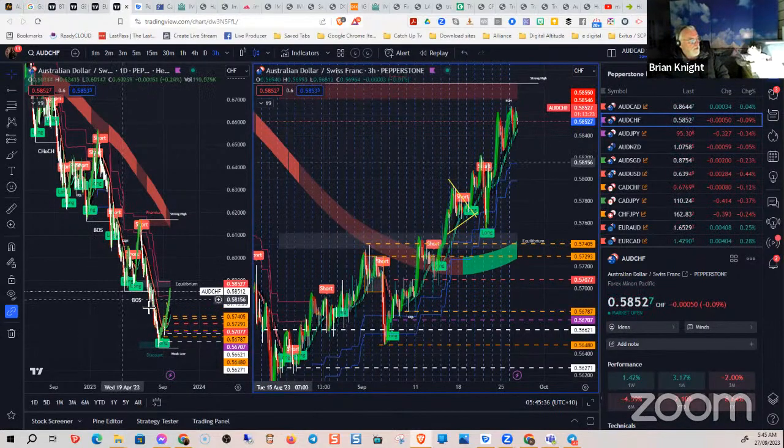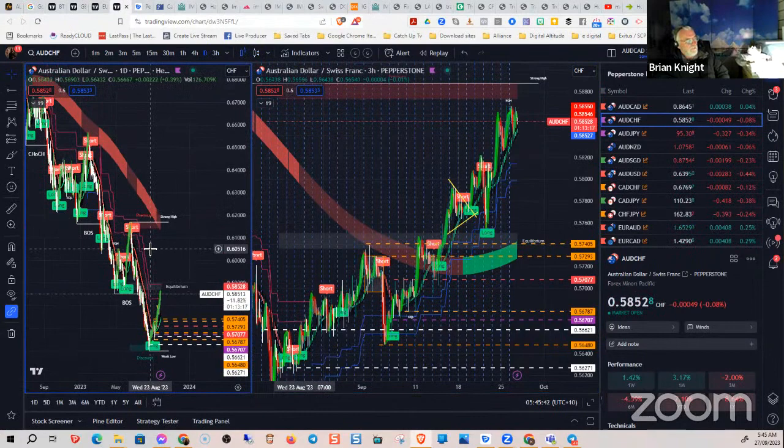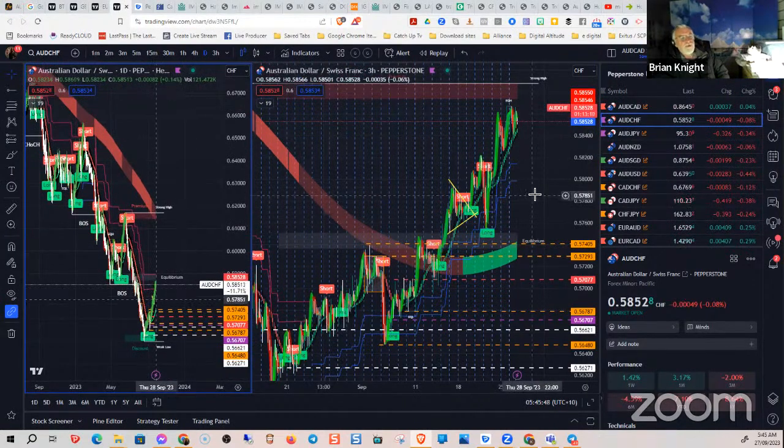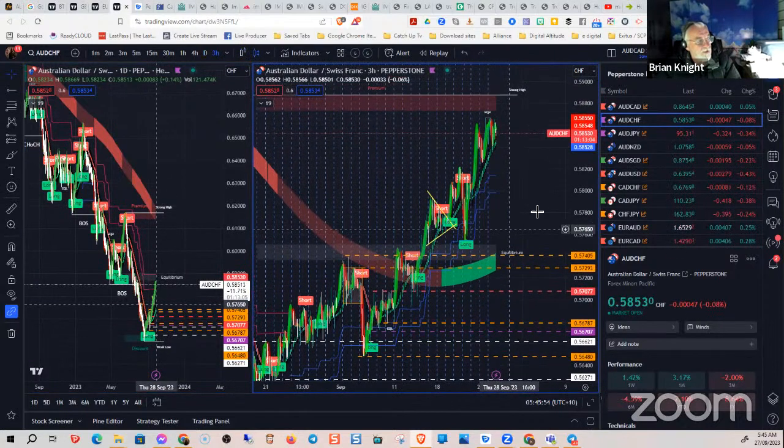It could quite easily push a whole lot further because there's a fair bit of imbalance on the left here on the daily. Or it could push down then back up a bit further. So again, this is one I'm staying out of until I can get a market structure turn for it to sell. It's just been a frustrating one to keep watching.